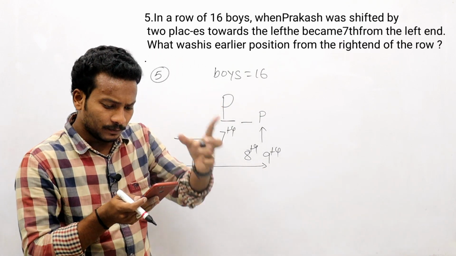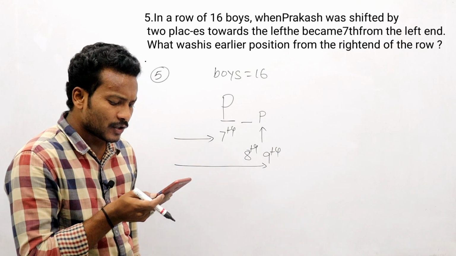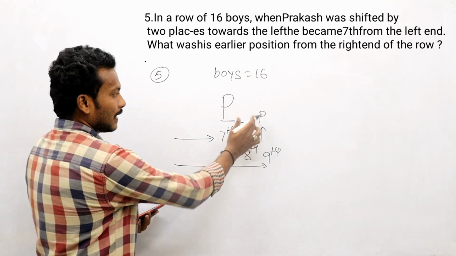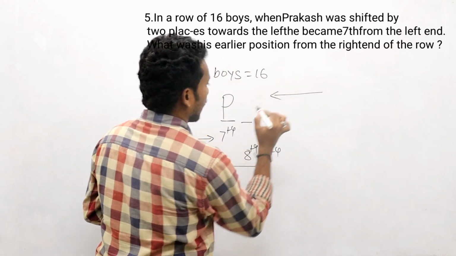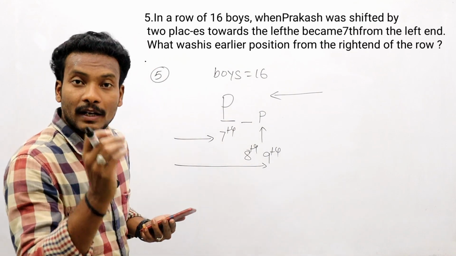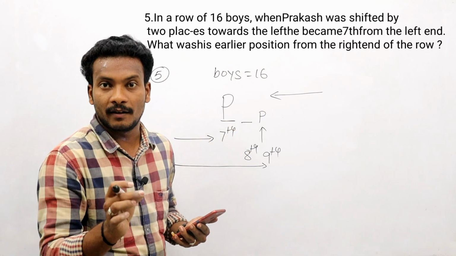Now what was his earlier position from the right end of the row? Now he is asking from the right side. Whenever he is asking for a position from one end, we require 2 values.